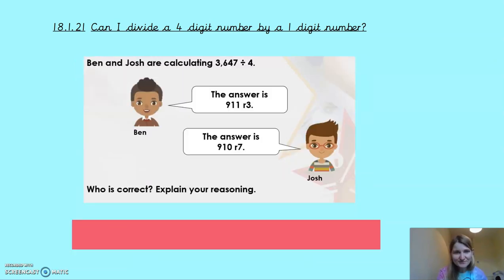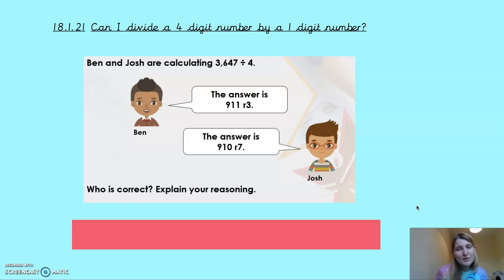Okay, right. Next one, so we've got Ben and Josh calculating 3,647 divided by 4. Ben's answer is 911, remainder 3. Josh's answer is 910, remainder 7. Who's correct? Explain your reasoning. I think you could probably give your answer without calculating it. Why don't you pause me, have a think on it and come back.